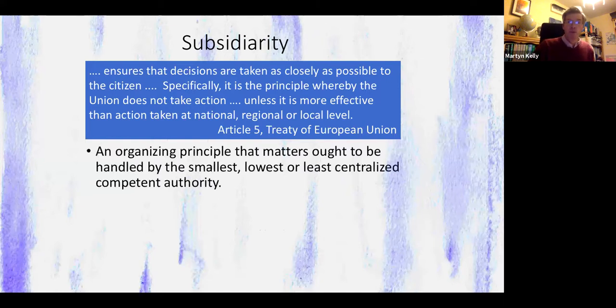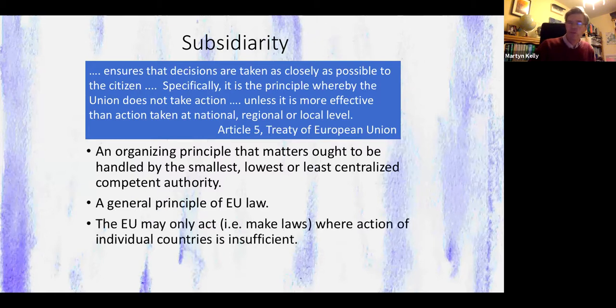So matters ought to be handled by the smallest, lowest or least centralized competent authority. It's a general principle that came in with the Maastricht Treaty in 1992. So the EU only acts where action of individual countries is insufficient. And as many of the water bodies are straddling national boundaries, in some cases they are national boundaries, there's a good case for the EU to step in to ensure equivalent standards are applied throughout a catchment.